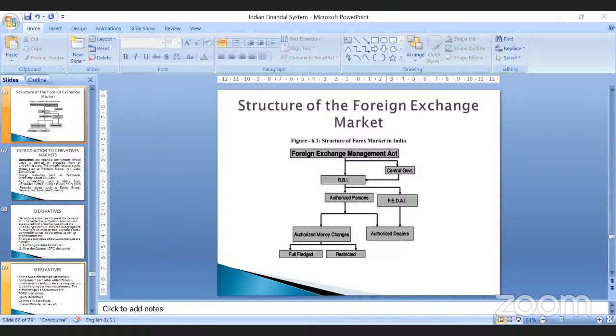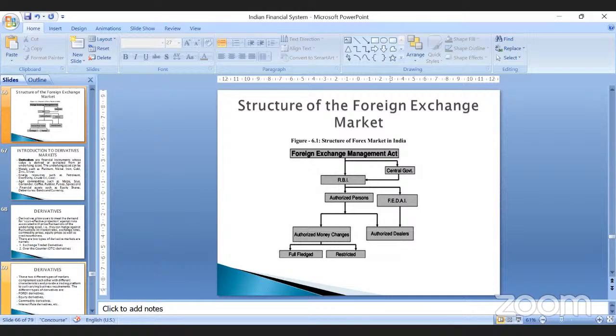Apart from that, we have something called FEDAI. FEDAI stands for Foreign Exchange Dealers Association of India. This is an association formed by all the ADs, all the commercial banks, private banks, public sector banks, regional rural banks, cooperative banks, and Exim Bank, to make sure that these foreign exchange markets function very smoothly. For that purpose, they have established the Dealers Association.